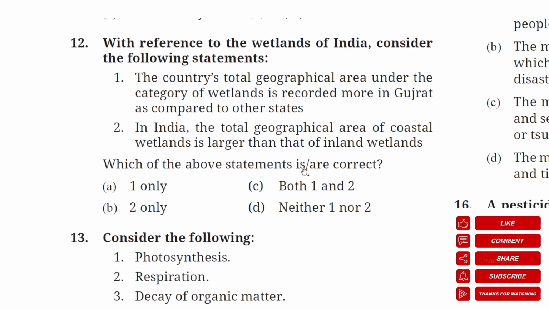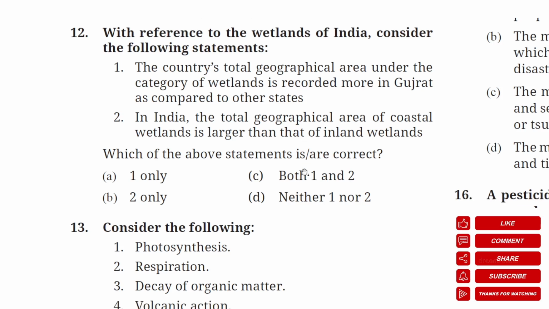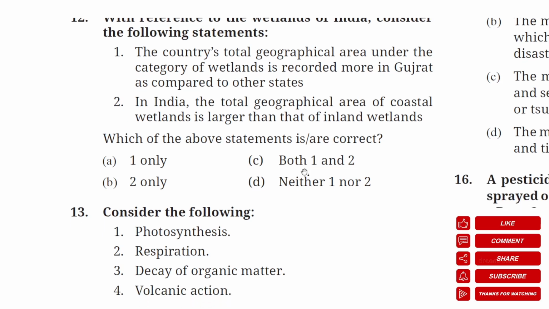The country's total geographical area under the category of wetland is recorded more in Gujarat as compared to other states. That is a true statement. In India, total geographical area of inland wetland is larger than that of the coastal wetlands. So this is basically a fact-based question on wetlands. Wetlands is a very important question basically.